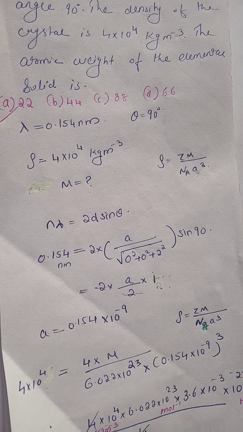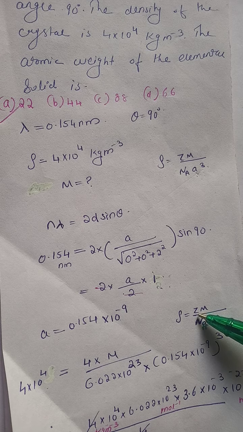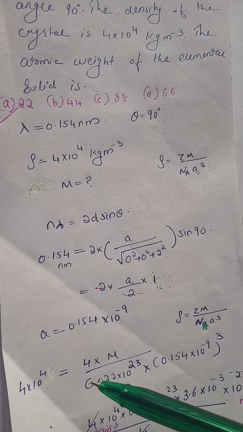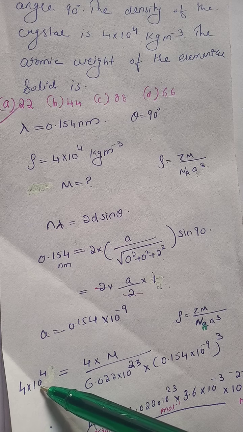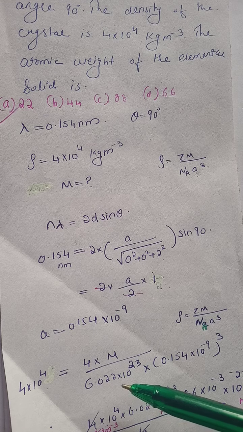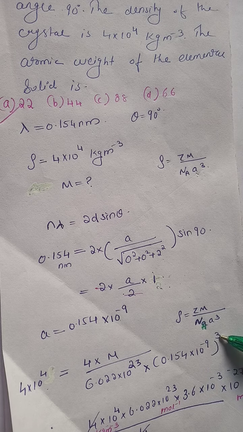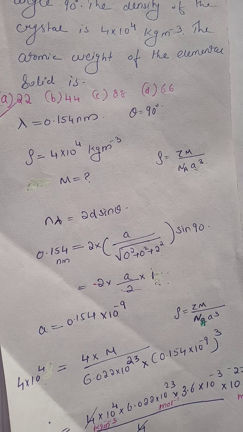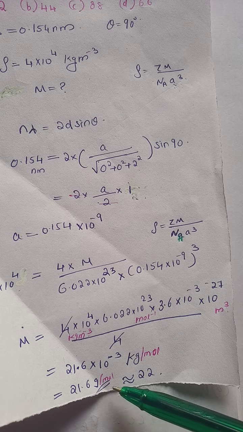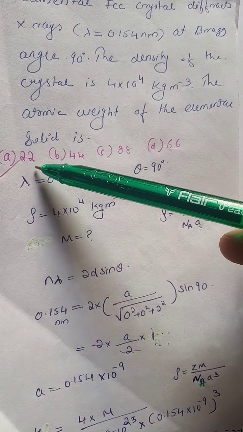And substituting these values in this equation, rho is equal to Zm by Na into A cube. Here Z is 4, since it is an FCC crystal. Substituting, rho is given 4 × 10^4 equal to 4 into m by Avogadro number 6.022 × 10^23 into (0.154 × 10^-9) whole cube, which we found from here. Simplifying, we get 21.6 gram per mole, which is approximately equal to 22. So our answer is option A.